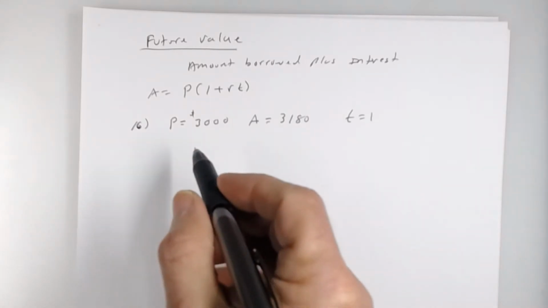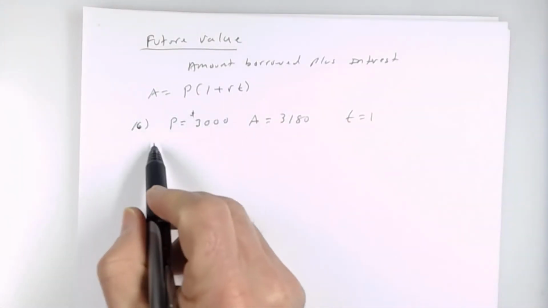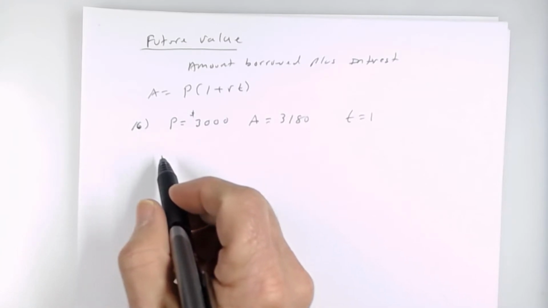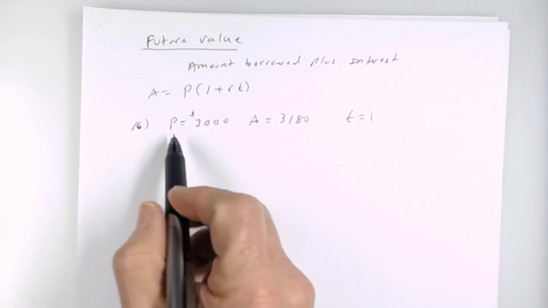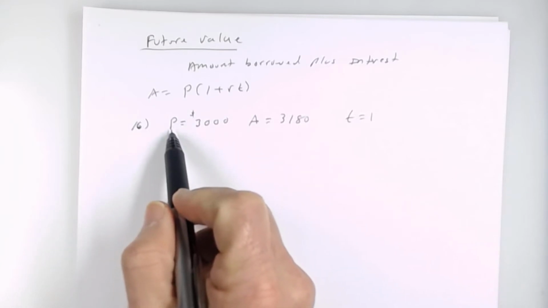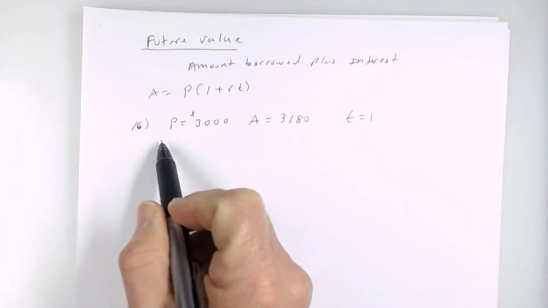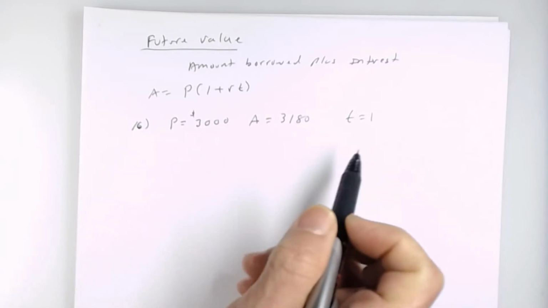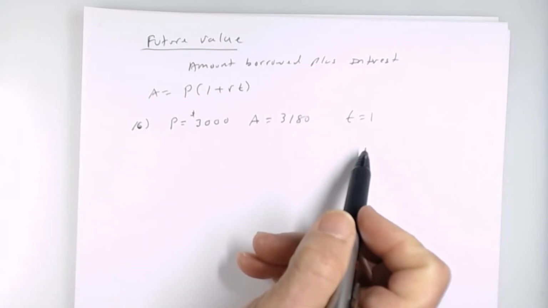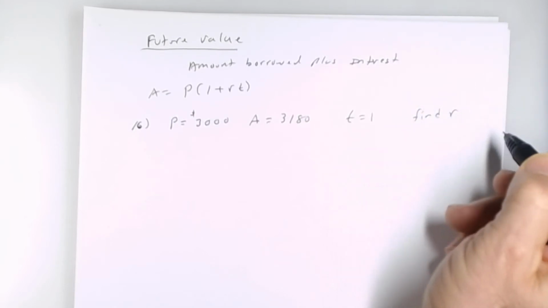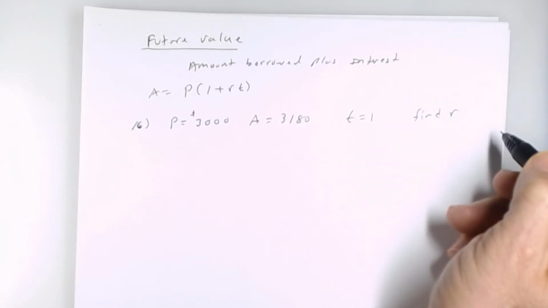Okay, so in number 16, you want to find the interest rate that will give you a future value of $3,180, knowing that the present value, your principal, is $3,000 and your time is 1 year. So you're trying to find R. Okay? Now I'm going to do it two different ways.